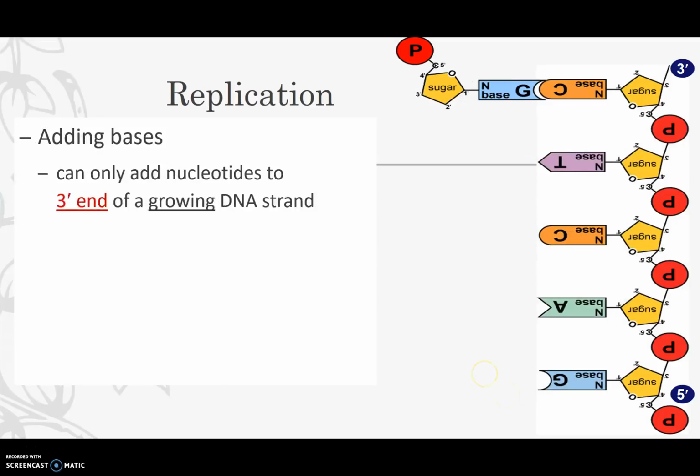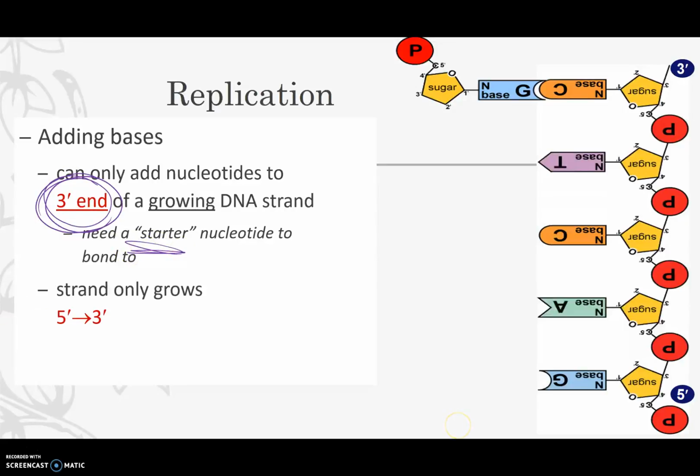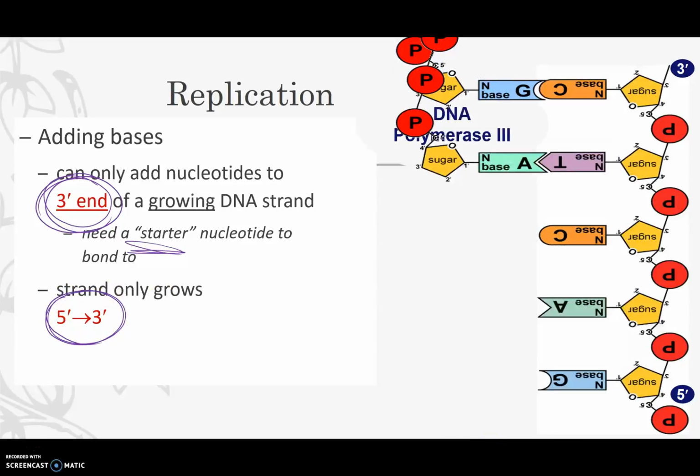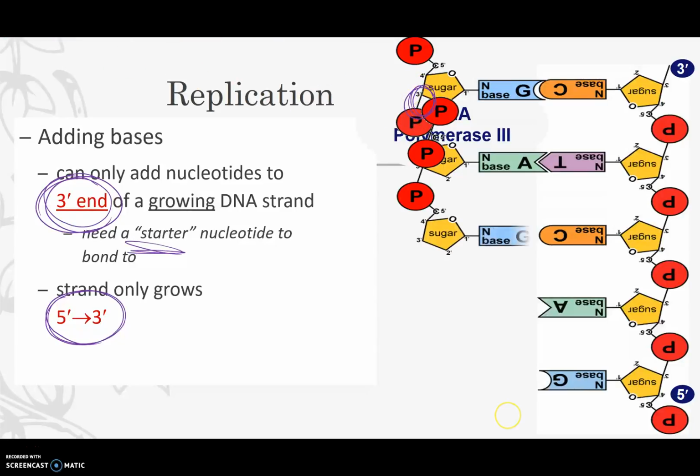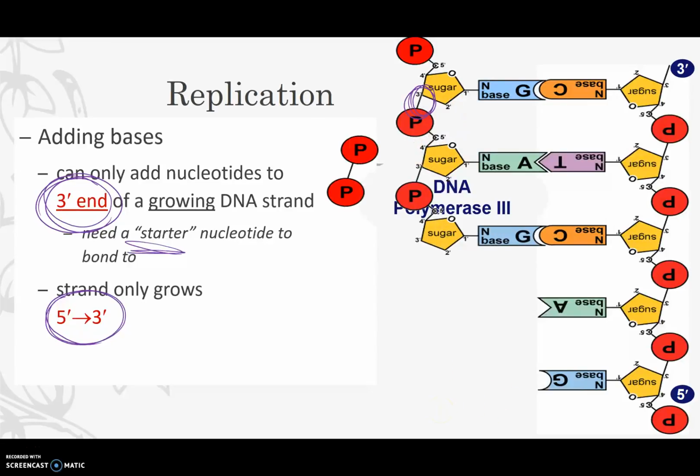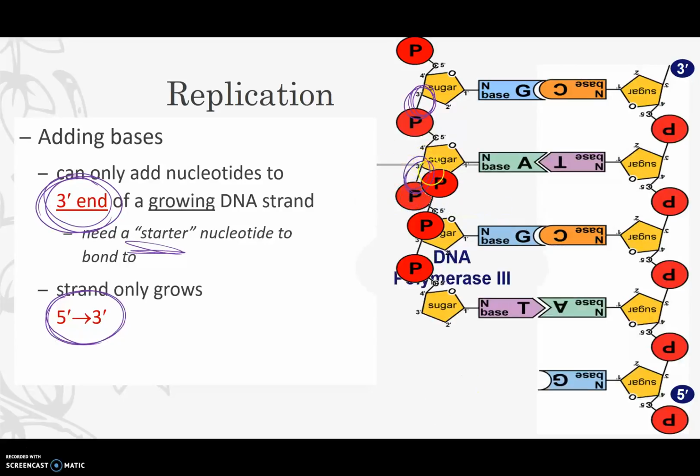So when we add bases, DNA polymerase 3 can only add on to the 3' end, but it does need a starter nucleotide to bond to. And it only grows in the 5' to 3' direction. So here's DNA polymerase 3, going to break off those 2 phosphates, releasing energy, and that energy is going to be used to build the phosphodiester bond. Here's your next nucleoside with DNA polymerase 3 that's going to break off 2 phosphates, releasing energy, and we're going to build that phosphodiester bond.